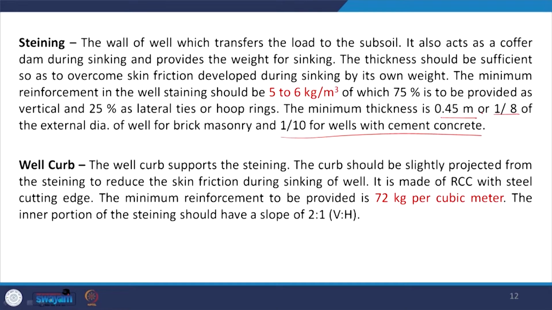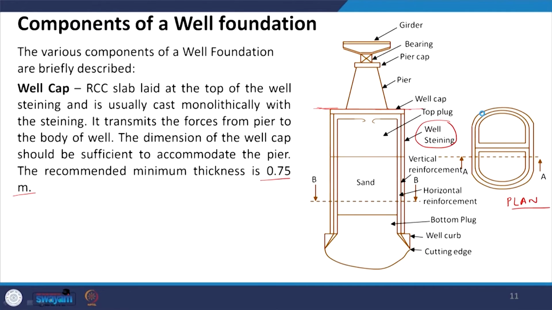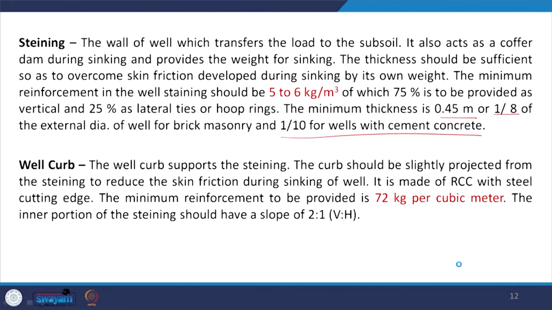Then the well curb, which is used for cutting. You can see here, this is the cutting edge and the well curb is here, shown with this arrow. So, that is used for cutting, pushing soil inside and then going ahead. The well curb supports the steining. The curb should be slightly projected from the steining to reduce the skin friction during sinking of the well. It is made of RCC with a steel cutting edge.